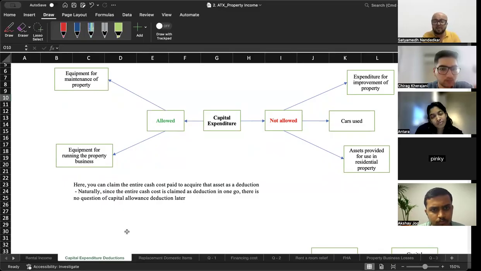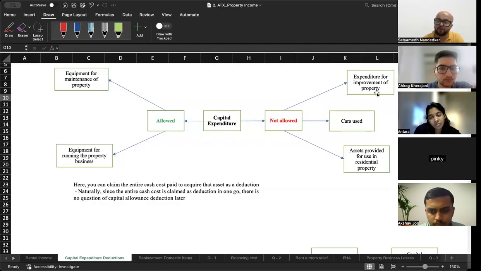This is a little difficult for us to digest because since childhood we have been reared on the idea of depreciation, that you purchase a capital asset and divide by useful life. Here, for equipment for maintenance of property and equipment for running the property business, whatever expenditure you incur will be allowed as a deduction in one go, not in installments. Okay. And what is not allowed?